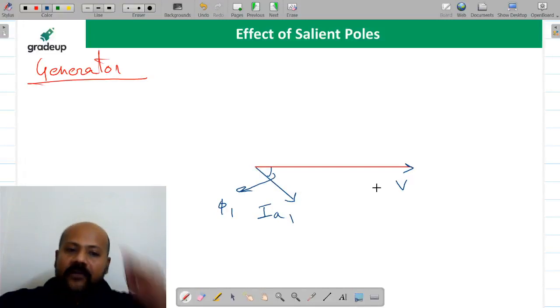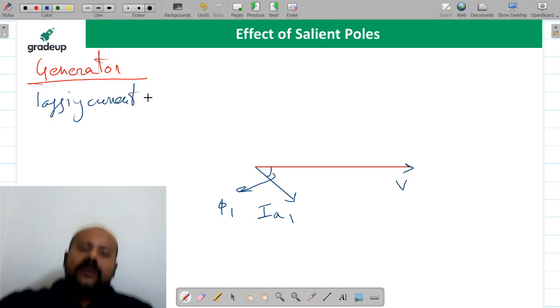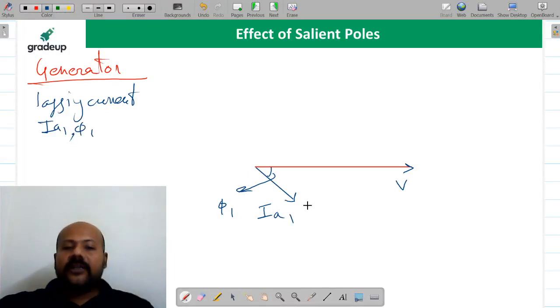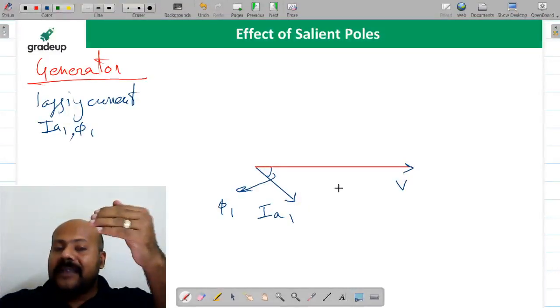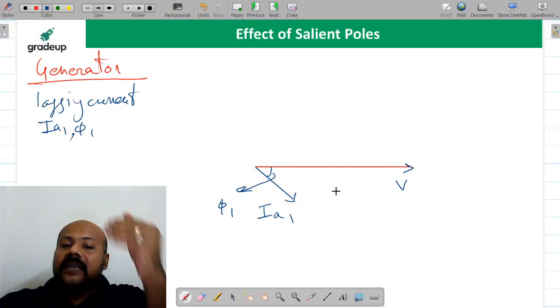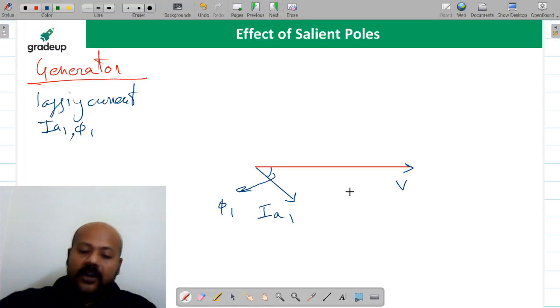Listen to me. First condition, I am taking the current as lagging. When you have a lagging current, this I am saying IA1 with an angle phi 1. Yes or no? Now if you want to draw the phasor, what is going to be your excitation EMF? The excitation EMF is going to be the resistive drop and reactive drop. Yes or no?